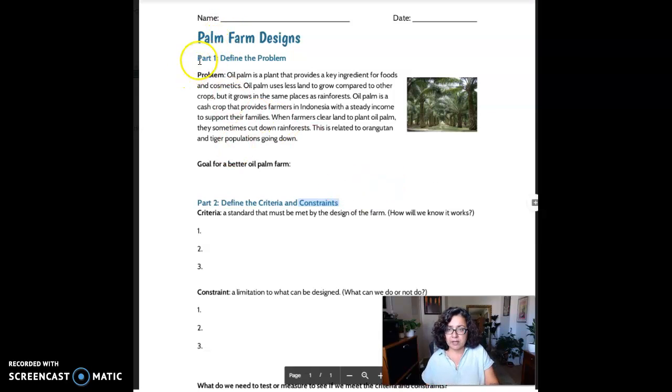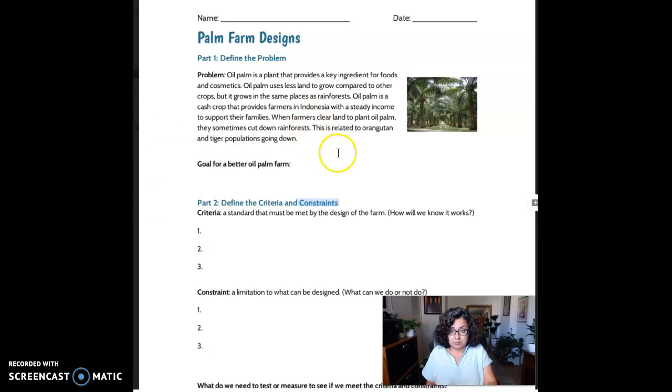Okay, so what is our problem? Let's take a look at part 1. Define the problem. So we have already defined the problem here, and the problem is that oil palm is a plant that provides a key ingredient for foods and cosmetics. Oil palm uses less land to grow compared to other crops, but it grows in the same places as rainforests, as we looked at in our lessons, right? Oil palm is a cash crop that provides farmers in Indonesia with a steady income to support their families. When farmers clear land to plant oil palm, they sometimes cut down rainforests. This is related to orangutan and tiger populations going down.